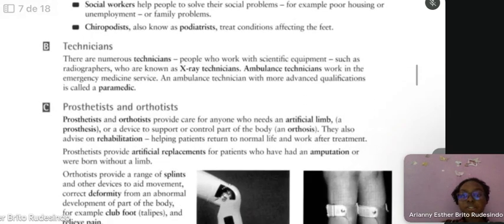Technicians. There are numerous technicians, people who work with scientific equipment, such as radiographers, who are known as X-ray technicians. Ambulance technicians work in the emergency medicine service. An ambulance technician with more advanced qualifications is called a paramedic.